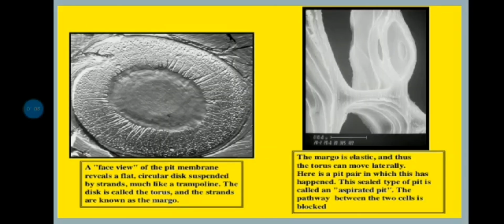As you can see in the picture, a face view of the pit membrane reveals a flat circular disc suspended by strands, much like a trampoline. The disc is called the torus and the strands are known as the margo. The margo is elastic and the torus can move laterally. Here is a pit pair in which this has happened. This sealed type of pit is called an aspirated pit. The pathway between the two cells is blocked.